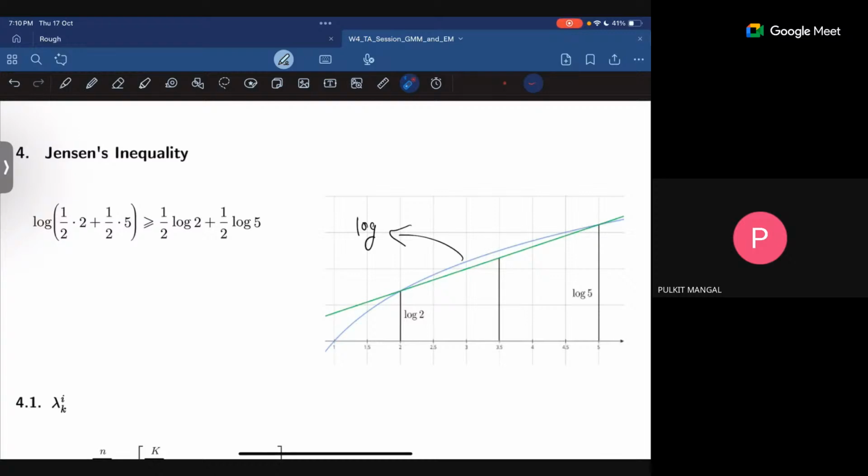If the straight line always lies above the curve, what type of function would that be? Sir, it will be a concave function. No, the question is about above. So convex, sir. Yeah, above is convex. If the straight line lies below the curve, then it is a concave function. If the straight line lies above the curve, then it is a convex function.